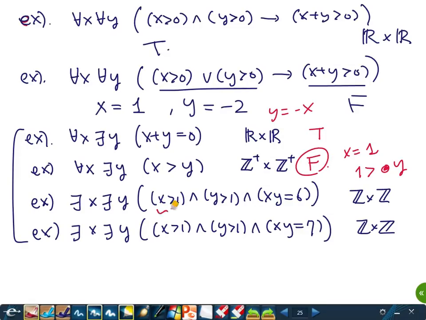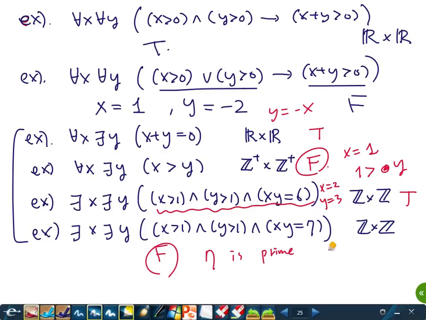True. What does this mean, by the way? Yeah. So x equals 2, y equals 3, then both are greater than 1, both are integers, and their multiplication is 6. Good. True. And this? Why? Yeah, you cannot write 7 as a product of 2 positive integers greater than 1, because 7 is a prime number. You cannot find x and y. There does not exist such. Right, good.